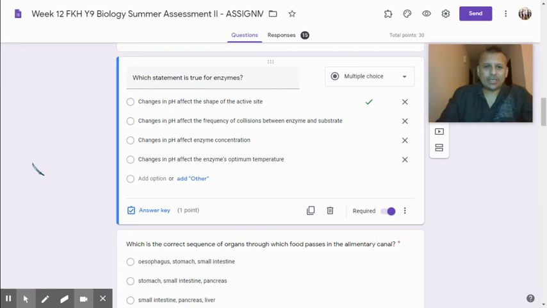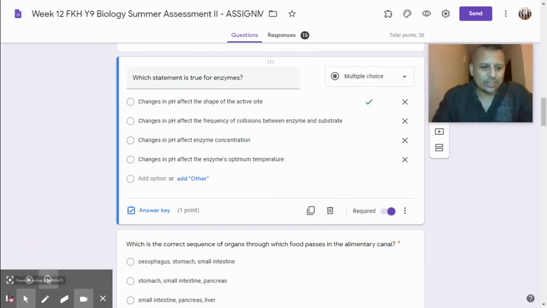Changes in pH do affect the shape of the active site. That's why changes in acids causes great sensitivity in enzymes. Enzymes are very sensitive to pH. They only work in a specific range because the hydrogen ions can latch onto different parts of the enzyme, and the active site's shape changes.